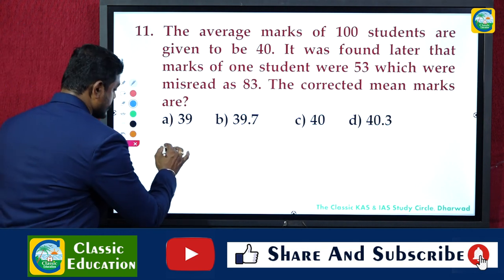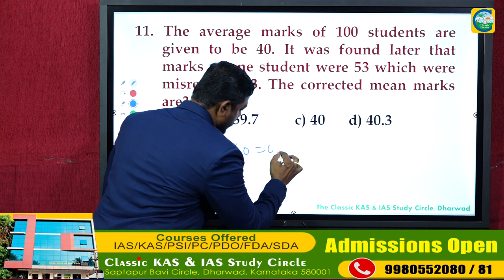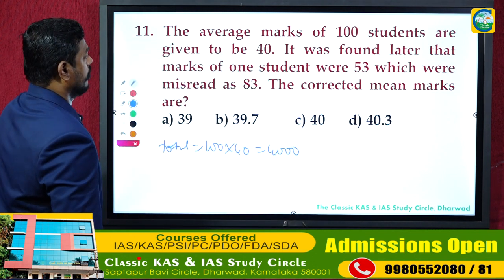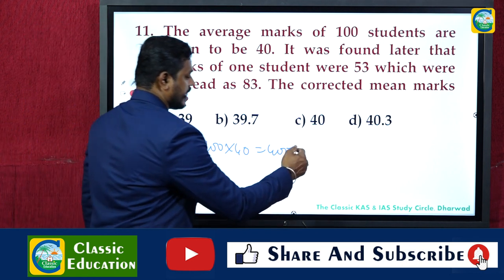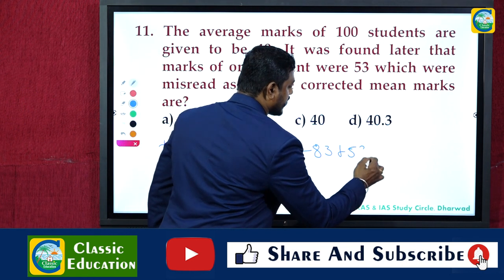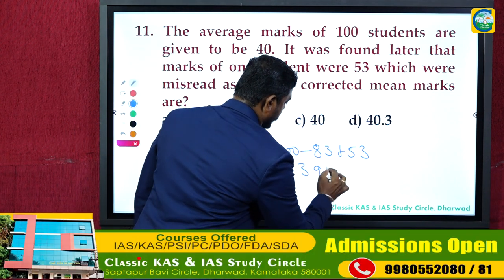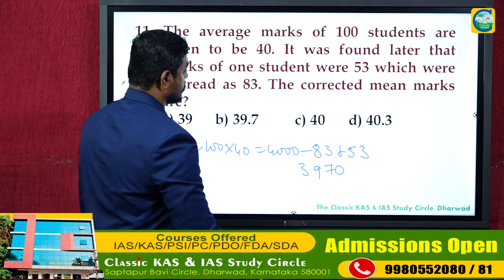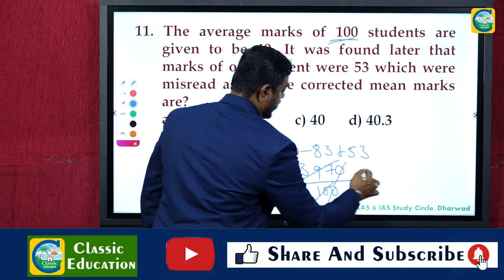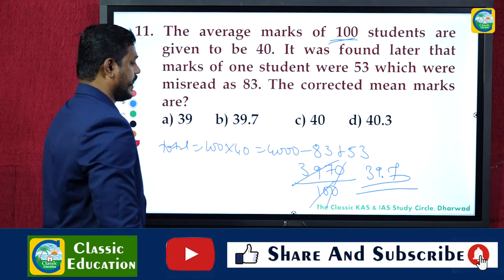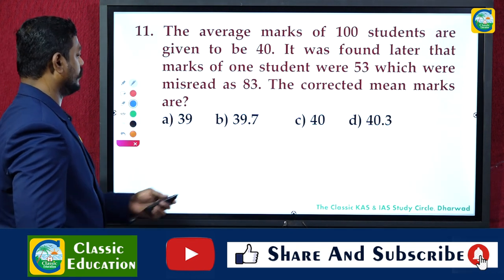Total number of students is 100, and the average is 40, which means the total is 4000. Then it was found later that the marks of one student were 53, which were misread as 83. So we take 4000 minus 83 plus the correct 53, which gives 3970. Then divided by 100 students, after cancellation, it is 39.7. The answer is B, 39.7 is the right answer. Okay, friends, let me go for the next question now.